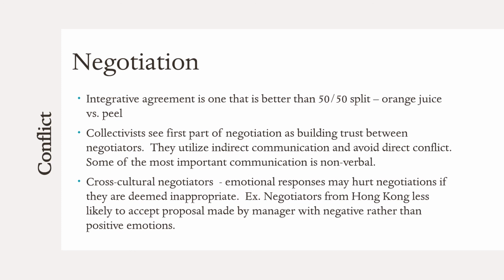Collectivists see that the first part of negotiation is building trust between negotiators. They utilize indirect communication and avoid direct conflict. Some of the most important communication is nonverbal. This is in direct conflict with how an individualist would conduct a negotiation. This is very important for cross-cultural negotiators to know, because emotional responses may hurt negotiations if they are deemed inappropriate. For example, negotiators from Hong Kong were less likely to accept a proposal made by a manager with negative rather than positive emotions. And this is all very important for international negotiations.